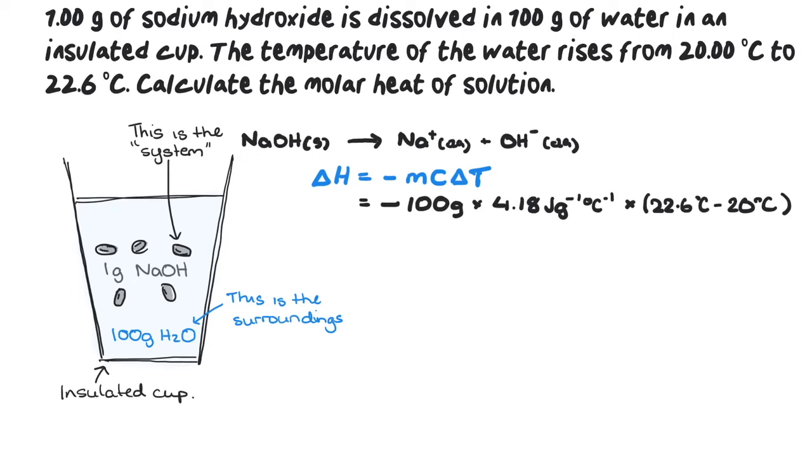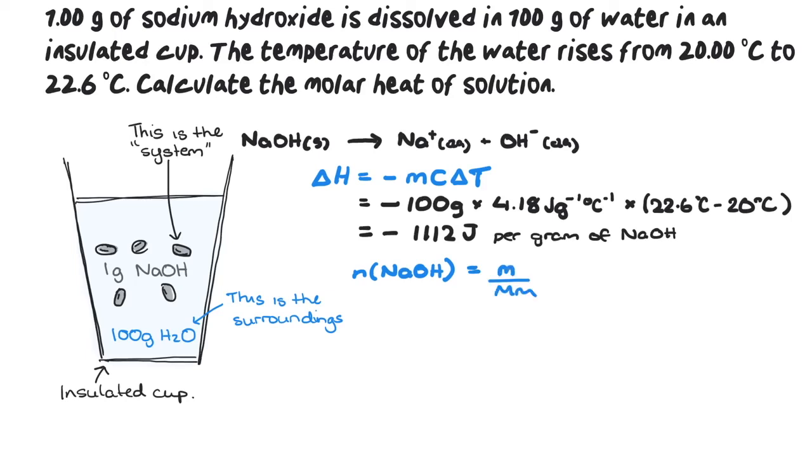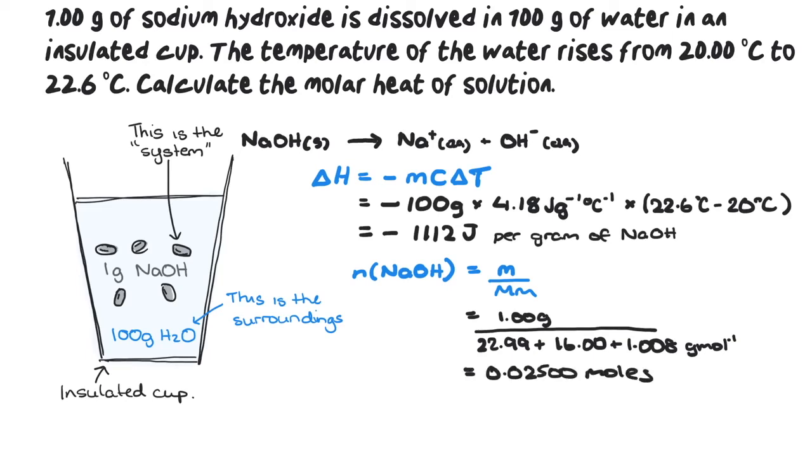Here's the final calculation. So 1112 joules will be released, indicated by the negative sign, into the solution per gram of sodium hydroxide. But we're not interested in per gram, we're interested in per mole. So, moles of sodium hydroxide is mass over molar mass. 1 gram over 22.99 plus 16 plus 1.008 gives 0.02500 moles.